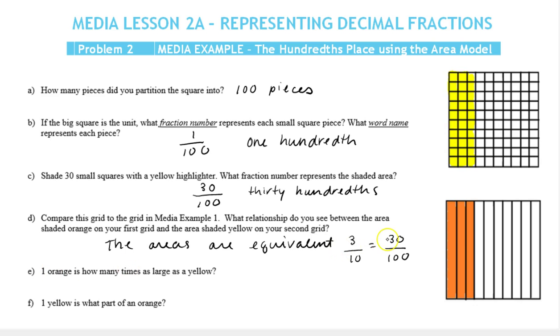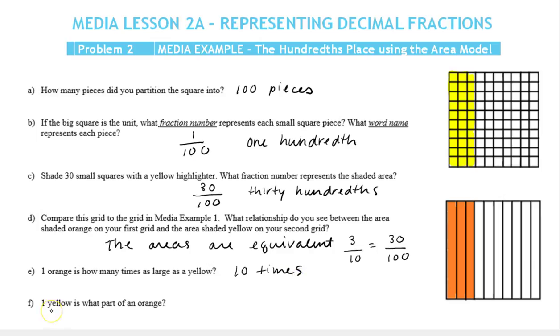Now let's see why this relationship works. Well, it says 1 orange is how many times as large as a yellow. So here's 1 orange and there's 1 yellow. So to see how many times larger this is, let's see how many yellows it takes to make up an orange. So 1, 2, 3, 4, 5, 6, 7, 8, 9, 10. So 10 yellows equals 1 orange. So 1 orange is 10 times as large as a yellow.